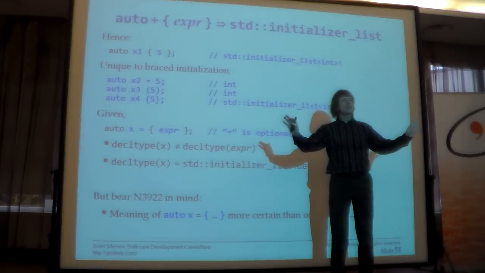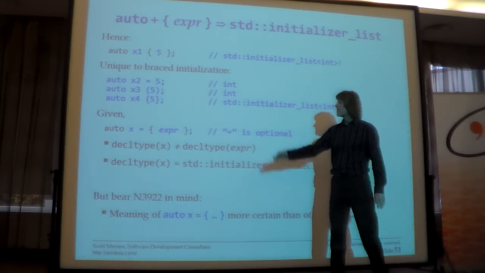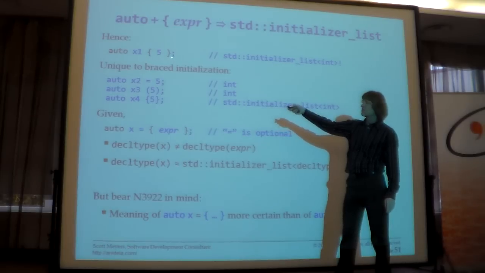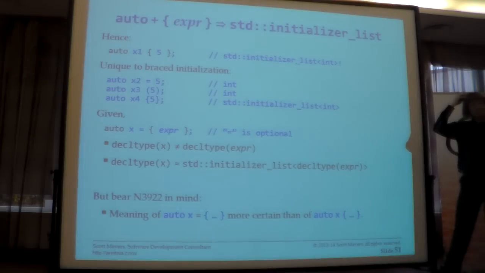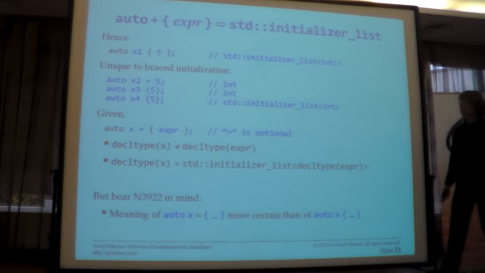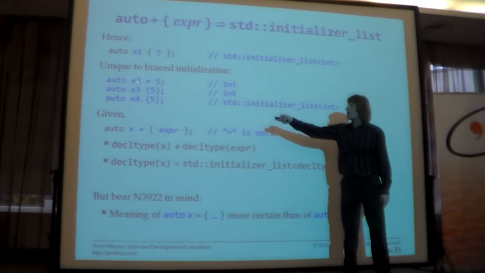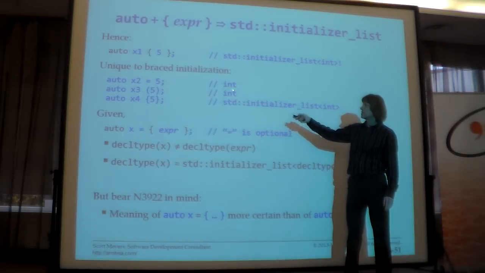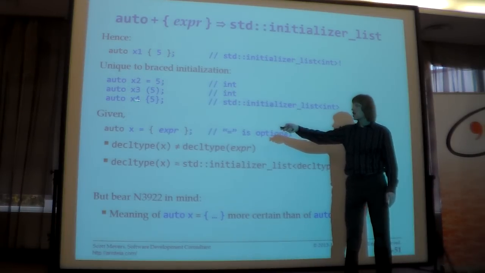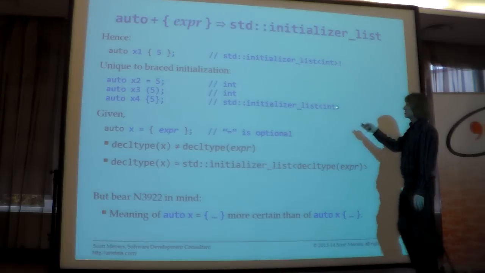In C++11 and in C++14, if I say auto x1 with braces around 5, this declares an initializer list. This is unique to brace initialization. If I say auto x2 equals 5, x2 is an int. If I say auto x3 with parentheses, x3 is an int. If I say auto x4 with braces, it's an initializer list.